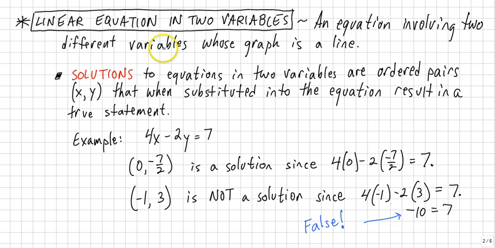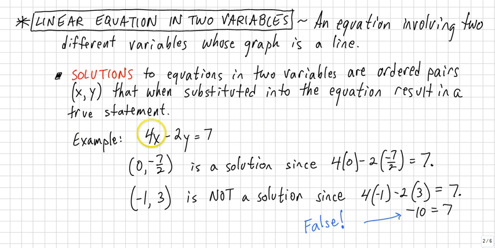So some things to remember. When we say a solution to this kind of equation, solutions to equations that have two variables are ordered pairs x comma y that when substituted into the equation result in a true statement. So we're talking about ordered pairs that when you plug them into the equation, you get a true statement.